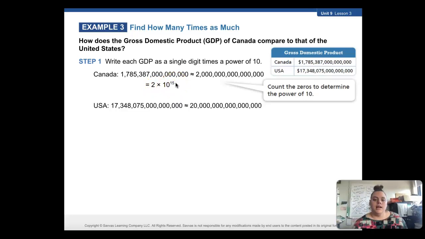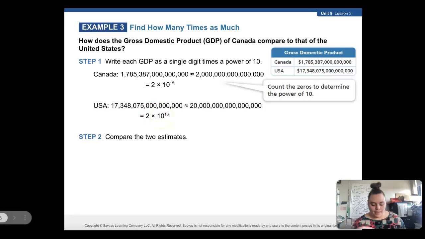Now let's look at the US. The US, that 17 is going to round up to 20. So instead of 17 quadrillion, we have 20 quadrillion. And again, we count the zeros, all the way up to here is 15, and 16 zeros. So one more zero, 2 times 10 to the 16th power. Now we can directly compare these two. 2 times 10 to the 16th is greater than 2 times 10 to the 15th.